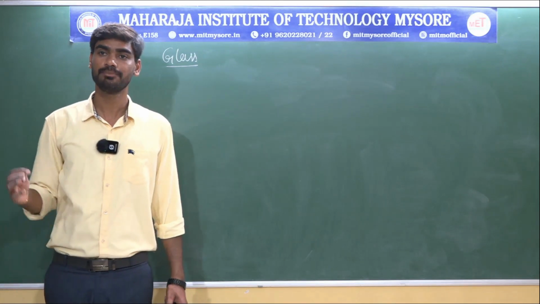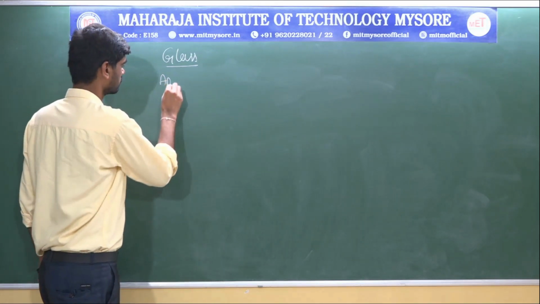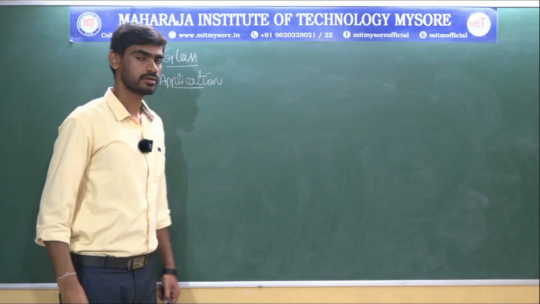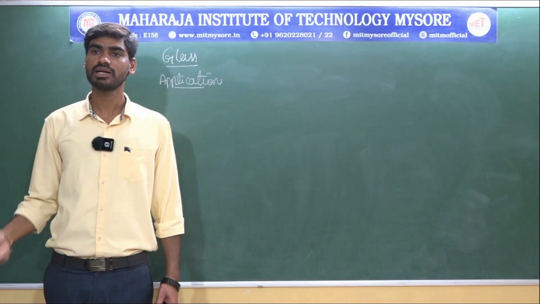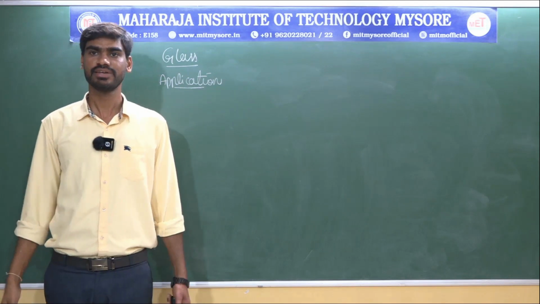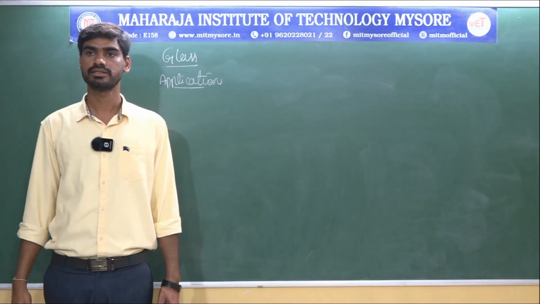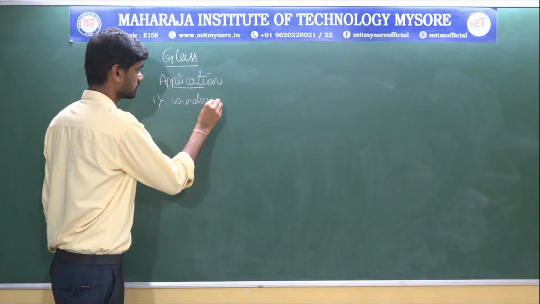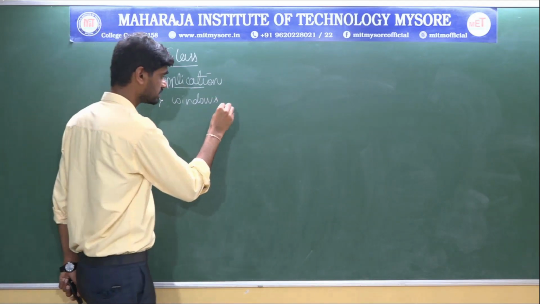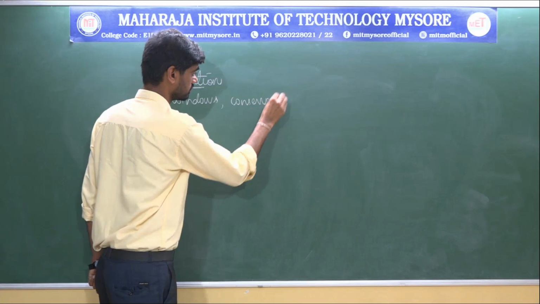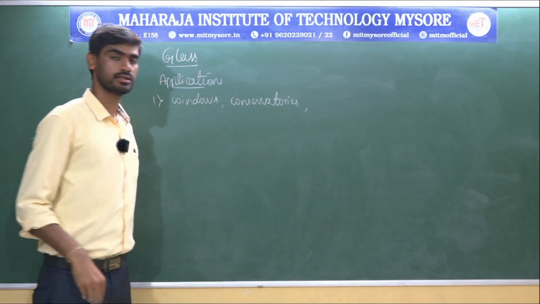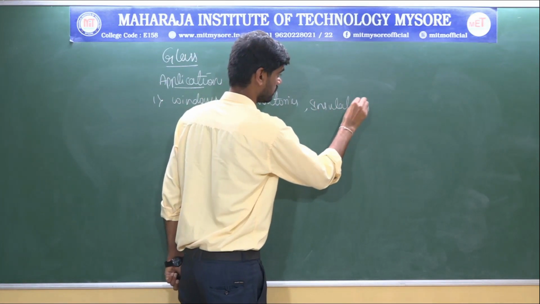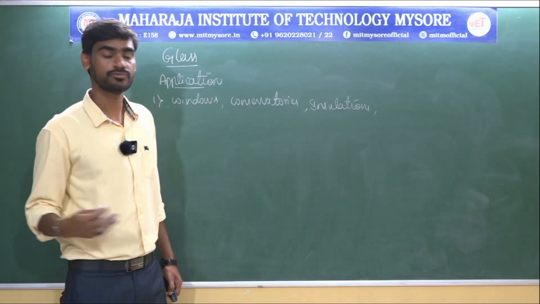Now let us discuss the applications of glass. It is clear that modern life would not be possible without glass. For example, in housing and buildings such as windows, conservatories, insulations and reinforcement structures.